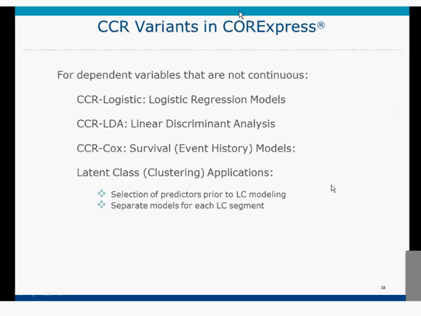Okay, so now we move into additional types of models, namely logistic regression, linear discriminant analysis, Cox survival models, and latent class clustering. At this point, I'm just mentioning that these extensions are possible. We're going to get into the extension in detail with respect to the logistic type model, which includes linear discriminant analysis.